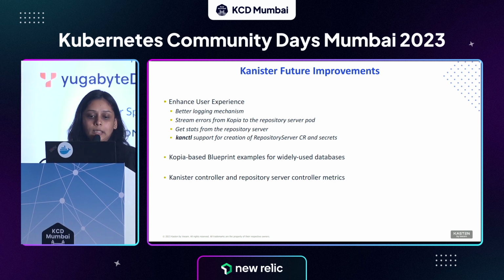We want to write multiple Kopia-based blueprints for different sets of databases. And also, we are going to provide metrics for the Kanister controller and repository server controller, in the sense of number of backups taken, number of restores done, number of action sets created. So that would be available on Prometheus as well.